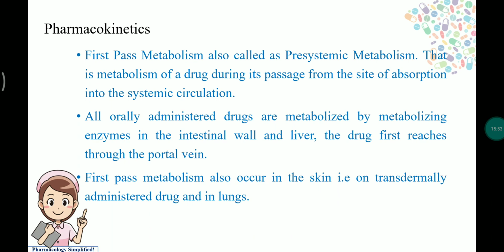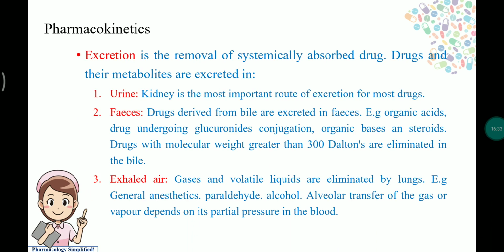Coming to first pass metabolism. First pass metabolism is also called pre-systemic metabolism. Pre-systemic metabolism means that before the drug enters the systemic circulation, it gets metabolized. So that is first pass metabolism. All orally administered drugs are metabolized by metabolizing enzymes in the intestinal wall and liver, so the drug first reaches the portal vein. First pass metabolism also occurs in the skin with transdermally administered drugs and in the lungs, because there are also enzymes present in the skin and lungs.